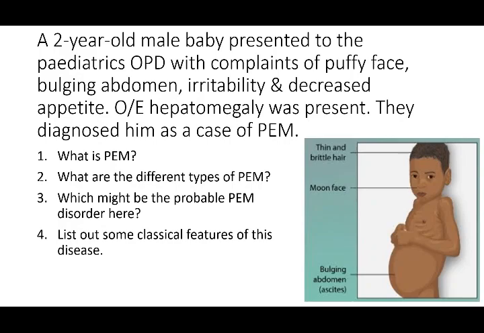Chart 5, this is the case. A 2-year-old male baby presented to the pediatrics OPD with complaints of puffy face, bulging abdomen, irritability, and decreased appetite. On examination, hepatomegaly was present. They diagnosed him as a case of protein energy malnutrition. So, what is PEM? What are the different types of PEM, and what might be the probable PEM disorder here? List out some classical features of this disease. On observation, you can see there is a bulging pot belly and a moon face, and thin and brittle hair is there. So, it is more in favor of kwashiorkor, which is an edematous PEM.